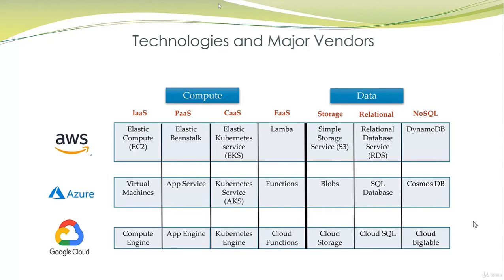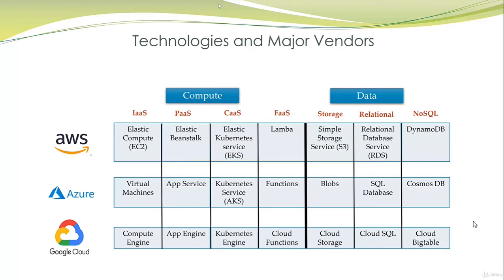For data, Amazon's object storage technology is S3, the Simple Storage Service. The primary managed relational service is RDS, the Relational Database Service. And their primary NoSQL technology as a service is DynamoDB, although there are others as well.